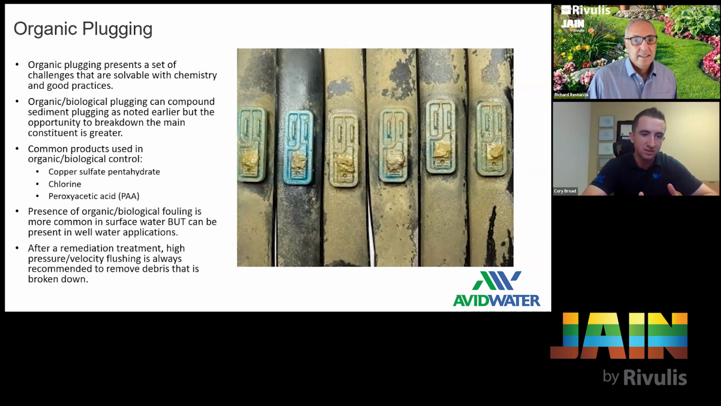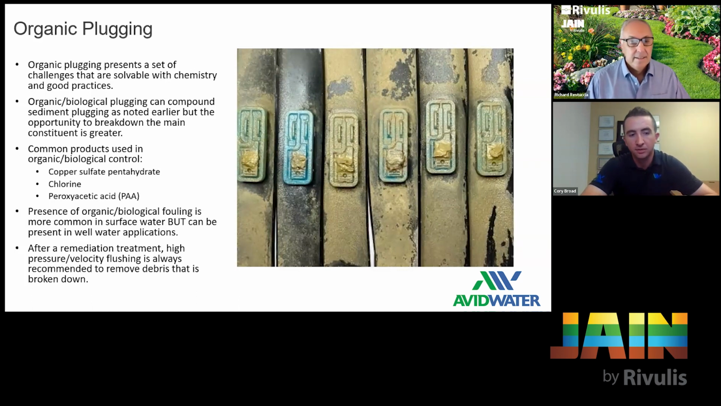Common products that are used are copper sulfate pentahydrate, chlorine, or peroxyacetic acid, also referred to as PAA. These are just common chemicals. I'm not saying that that's the answer for all organic or biological control. These are just the things that we see in the marketplace. We use some of these, and there's pros and cons to each.